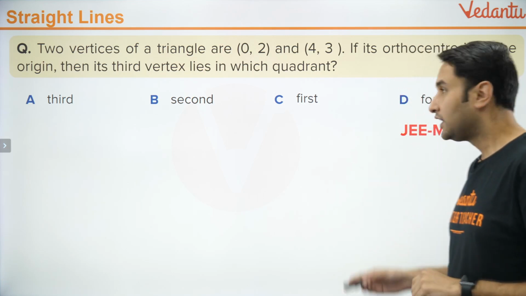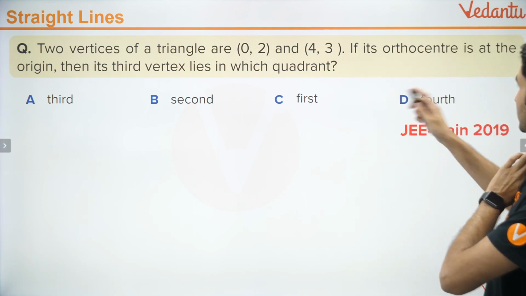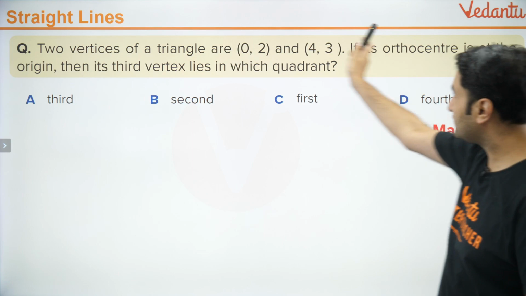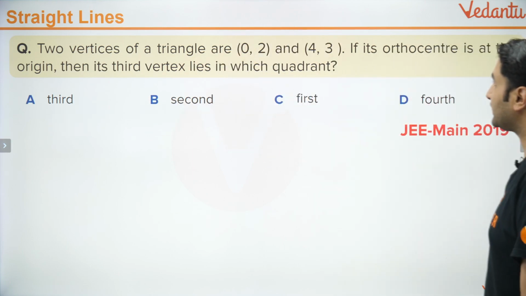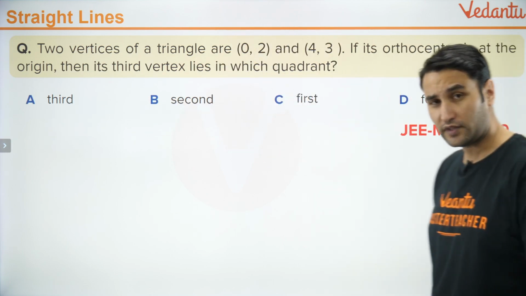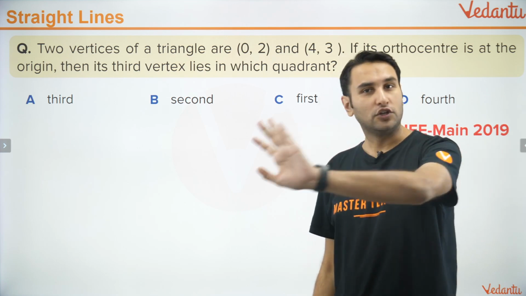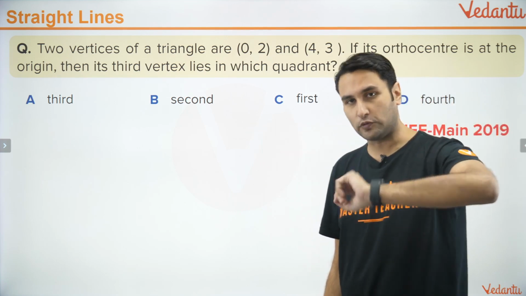Look at this. Two vertices of a triangle are this and this. If its orthocenter is at the origin, then the third vertex lies in which quadrant? No calculation, no calculation. Let us see geometrically.